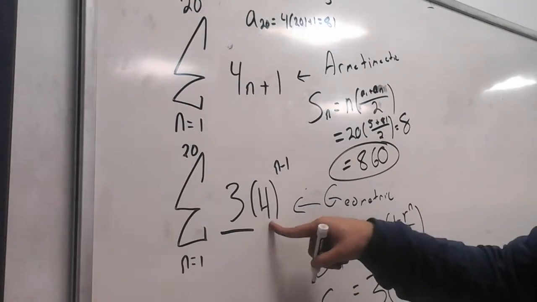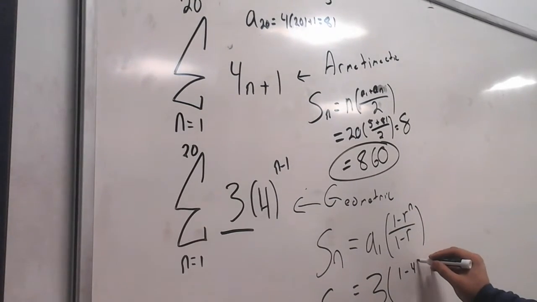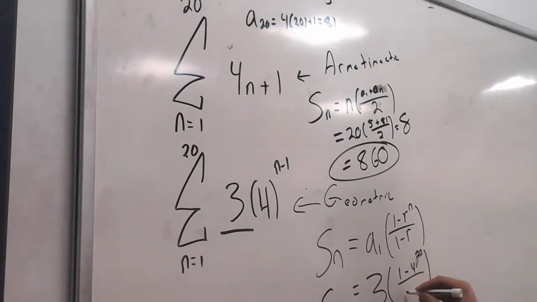1 minus, I know my r is going to be 4, to the n power. Oh, I know what my n power is, the 20th, over 1 minus 4. 3 times 4 to the 20th power is going to be this humongous number. I won't work it all the way out, but something along the lines of 1.09 times 10 to the 12th power.